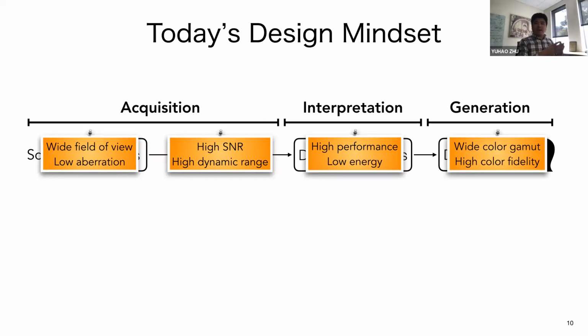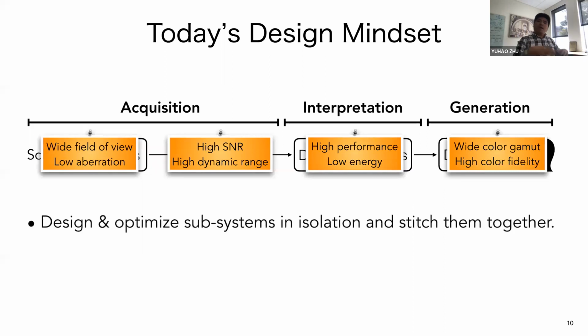So what we have been doing is to design and optimize subsystems, and then we simply slap and stitch together these individually optimized subsystems and call it a day and say that that's the system. But as you can see, this is more or less optimizing for a local optimum, right? It's not really optimizing for the end-to-end system, for the user experience.